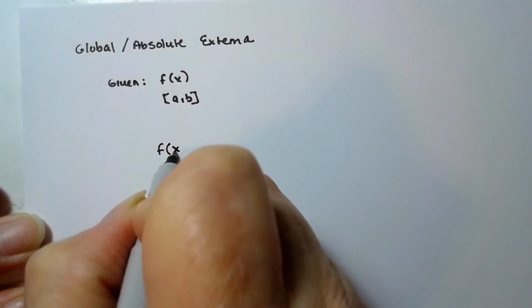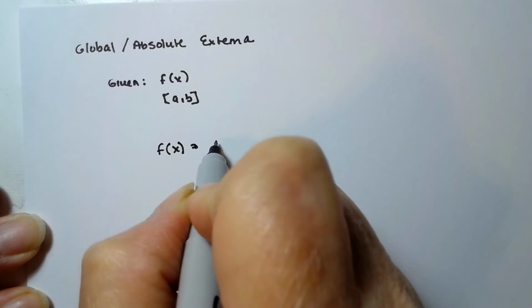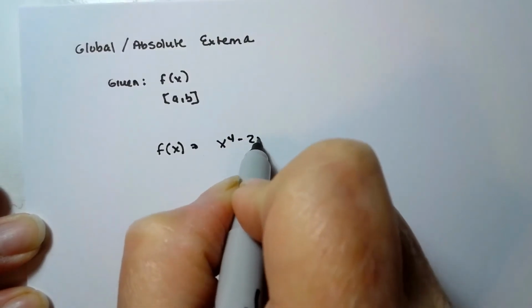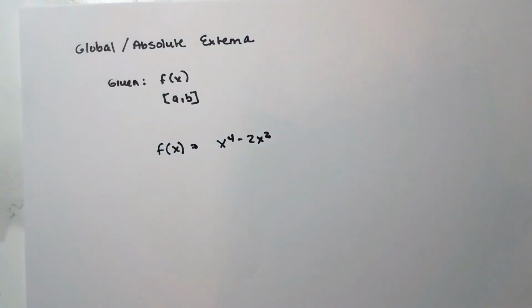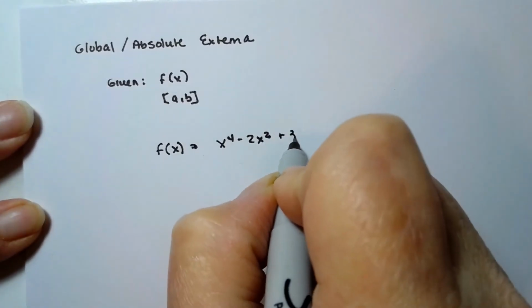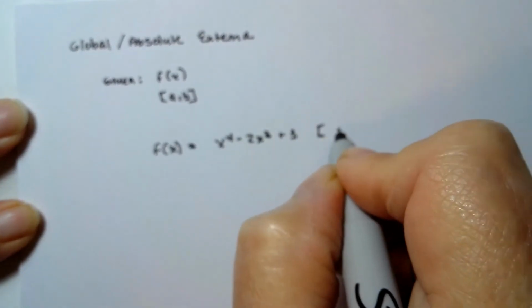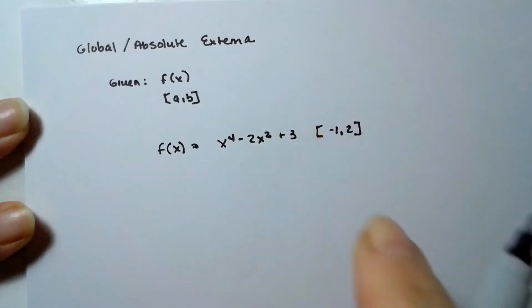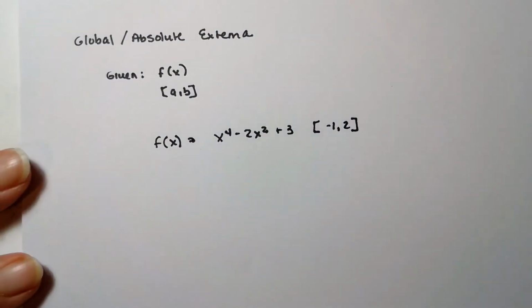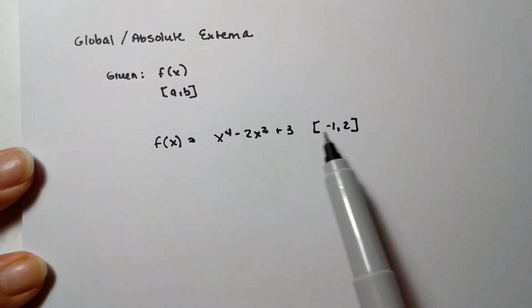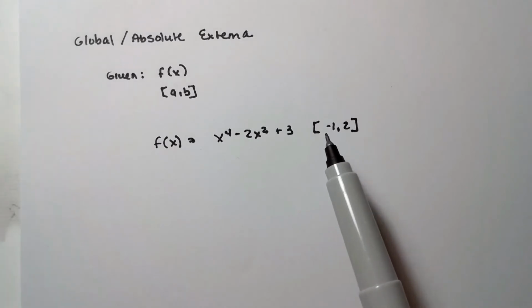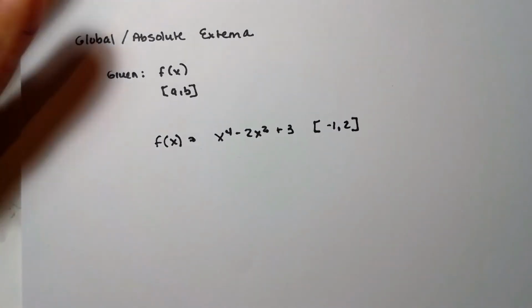We have a function: x to the 4th minus 2x squared plus 3 on the interval from -1 to 2. I know right away that if it's asking for extrema, it's global because I've got an interval, whereas in the other cases we didn't have an interval, we just had a function.